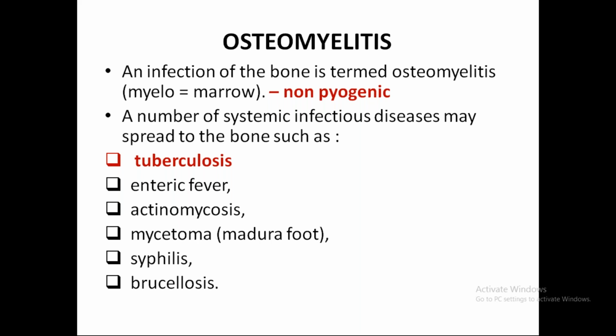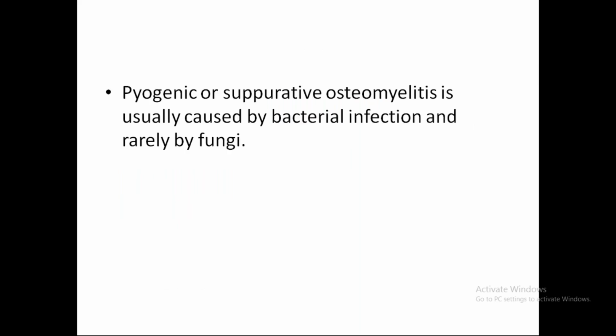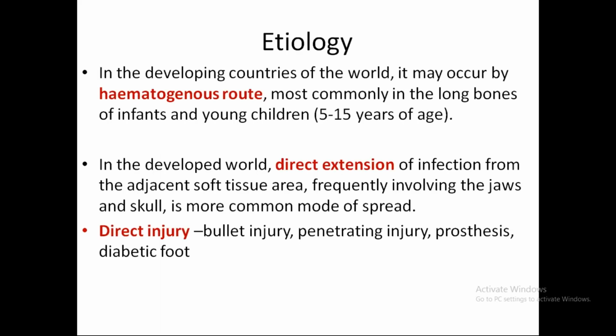In non-pyogenic osteomyelitis, that is chronic osteomyelitis, we find tuberculosis as the major modality which produces the infection, especially in India. Pyogenic or suppurative osteomyelitis is usually caused by bacterial infection and rarely by fungal. Then in developing countries, especially in India, the hematogenous route of infection, especially in the long bones, does occur in infants as well as in young children.